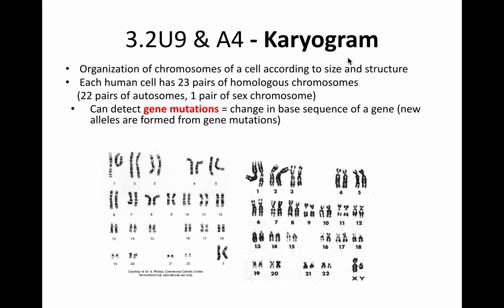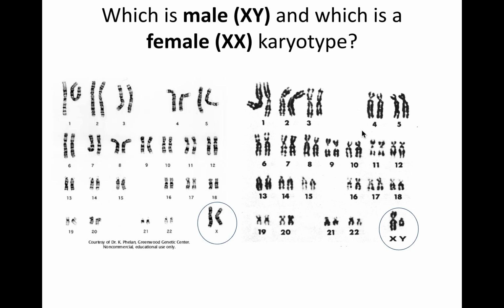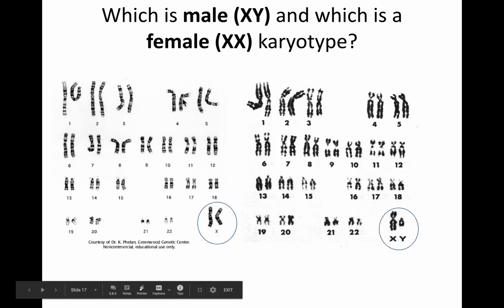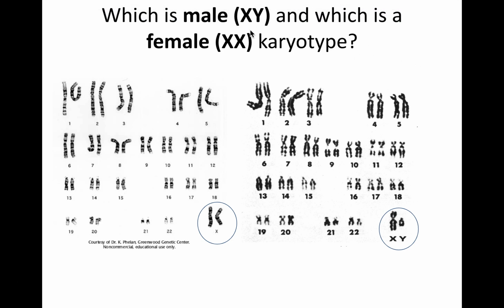What's great about karyograms is that they use these to detect gene mutations. This would be a change in a base sequence of a gene. New alleles are formed from gene mutations, so they can use that to look at that, but they can also use it to look at sex determination. If you look at this picture, which is male and which is female? A male is an XY chromosome and a female is an XX.